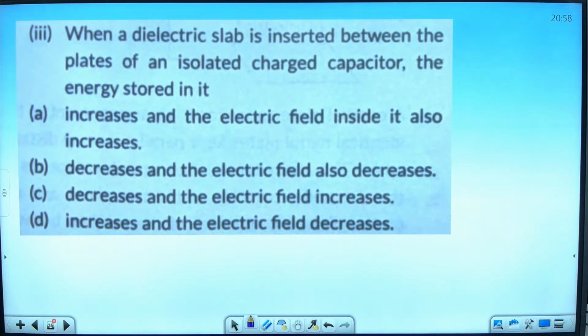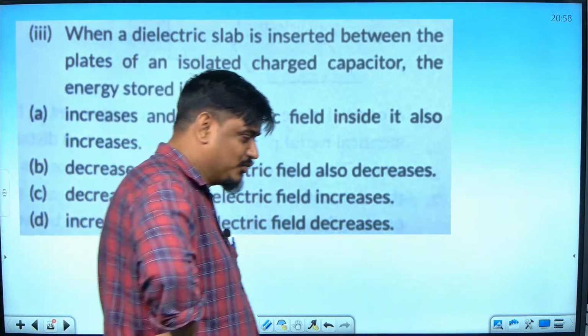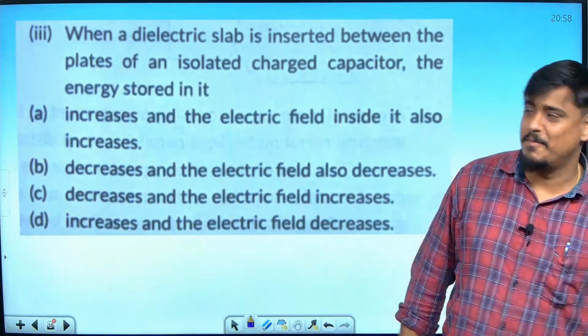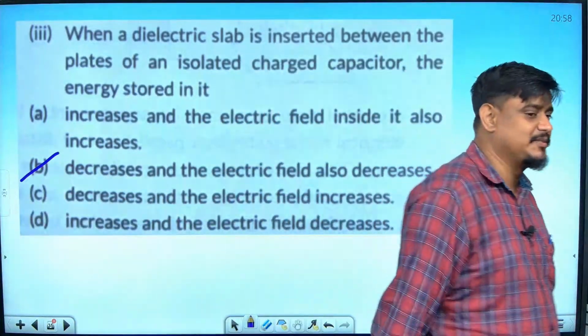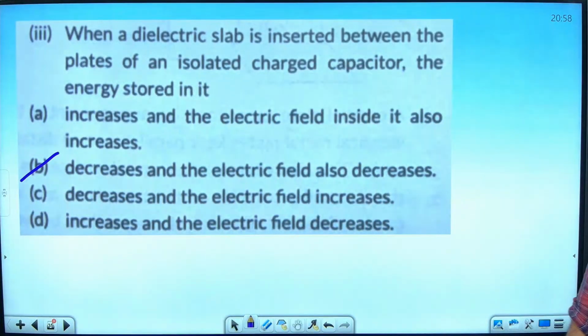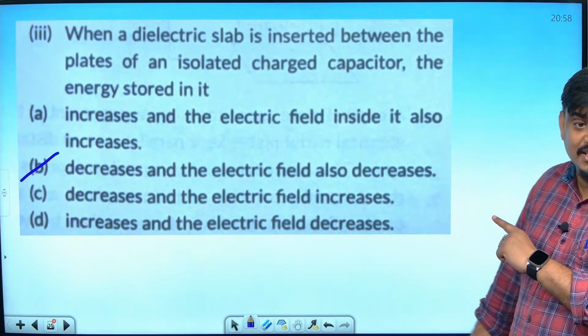Is it clear? Now energy will also reduce or energy will increase? Increase. Why? Because that's why we are using dielectric to increase the energy. You are thinking like that, no? No. B is correct. Energy will also reduce. If you want to know why, we will discuss it. Energy will decrease as well as electric field. Remember these things. Question comes in the board examination.